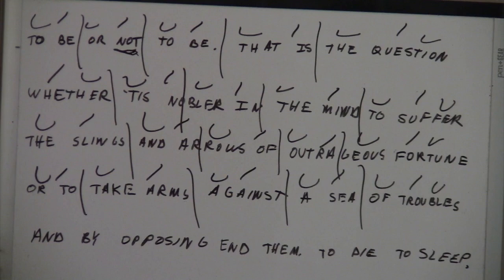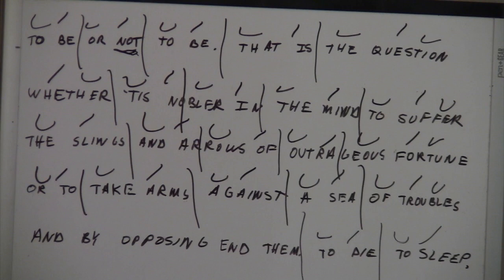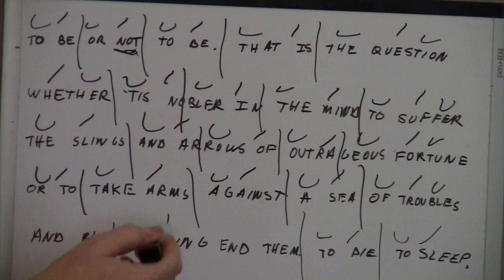And by opposing end them, to die, to sleep. You would never emphasize the words to over the words die and sleep. So you know it has to be this. So this is where we get into some irregular verse lines. So that has to be that. So what do we do here? And by opposing end them. Now you have a choice here.